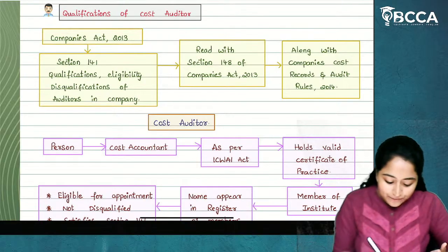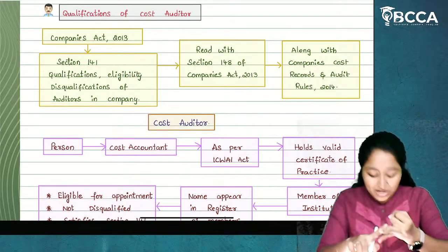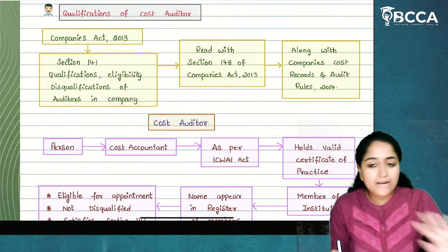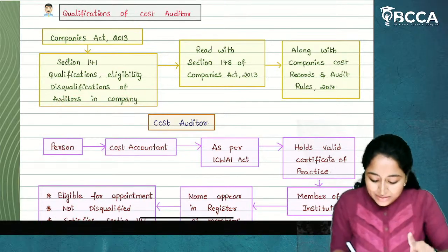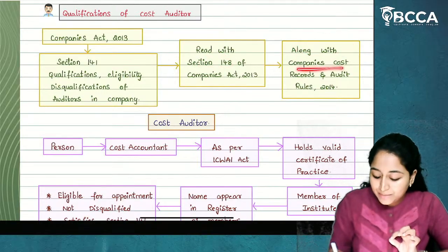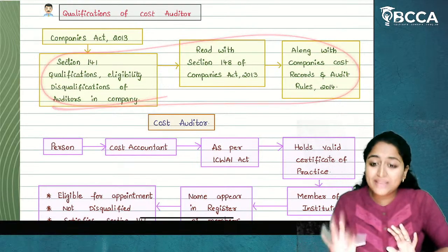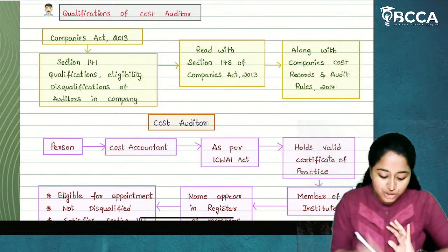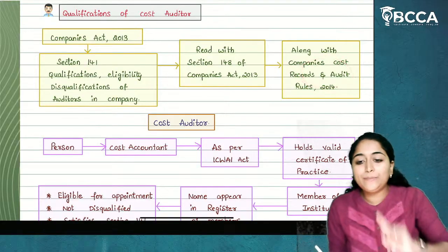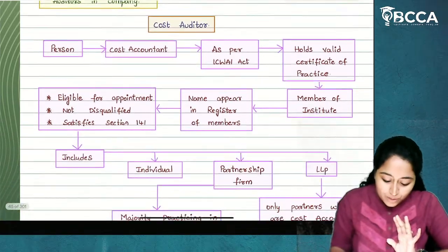And qualifications are given under which section? Companies Act 2013, Section 141, which talks about the common qualifications, disqualifications, rights, duties and responsibilities of auditors and company. Section 141 read with Section 148 of Companies Act 2013 and along with Companies Cost Records and Audit Rules 2014. You have to write all these three points when you are going for qualifications. Section 141 read with Section 148 and along with Companies Cost Records and Audit Rules 2014, we have the qualifications of cost auditor. Now, what are the qualifications?